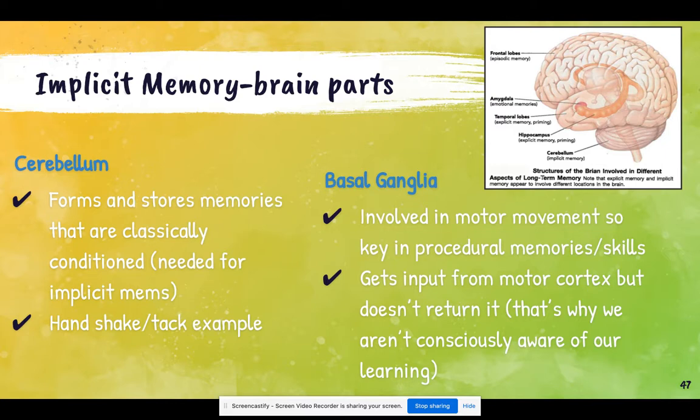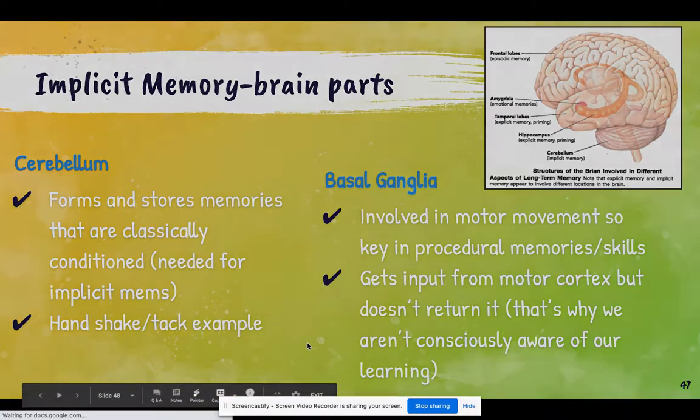Now, yes, we've already talked about the cerebellum. We know the cerebellum's involved with that. But now we're going to break it down even further for the memory component of this. We know that the basal ganglia receives input from the motor cortex for how to specifically coordinate the movement, but it doesn't return the message. So that's why we aren't consciously aware of how we learn these things. We just kind of do them.